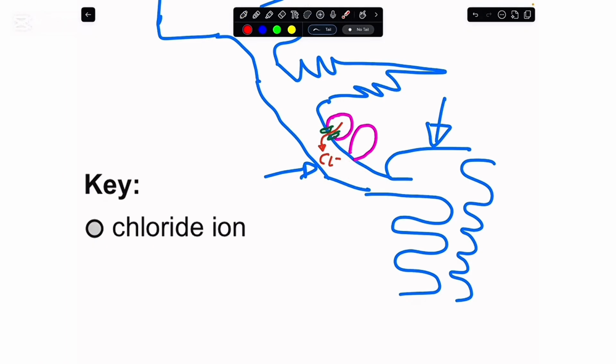So what you have to get an idea of here is that when there is the presence of chloride ions in the duct, this chloride ion would lower the water potential in the duct. And for the cells, the water potential would increase.